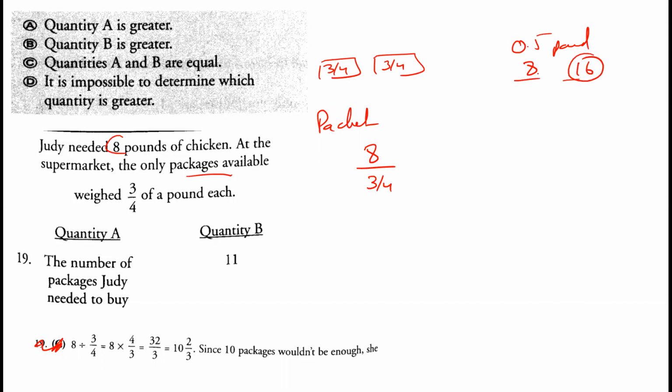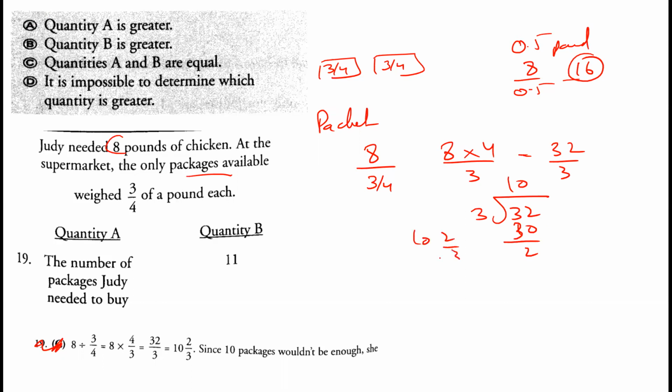How do we get 16? 8 divided by 0.5. So here it becomes 8 into 4 divided by 3, that is 32 divided by 3, which would be 10 2 by 3 packets. So you need to buy 10 2 by 3 packets.